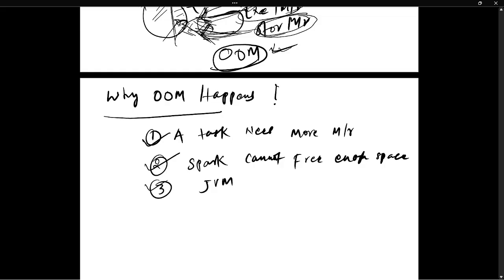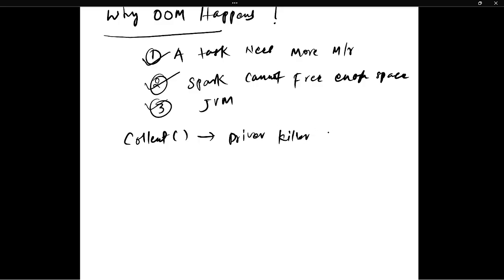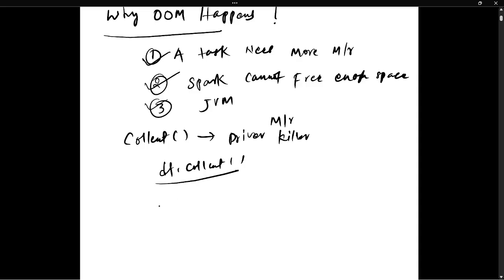So first we will understand the collect scenario. If we are performing collect, what will happen? It's basically a driver memory killer. Suppose we are writing df.collect. What will happen if you are writing that?